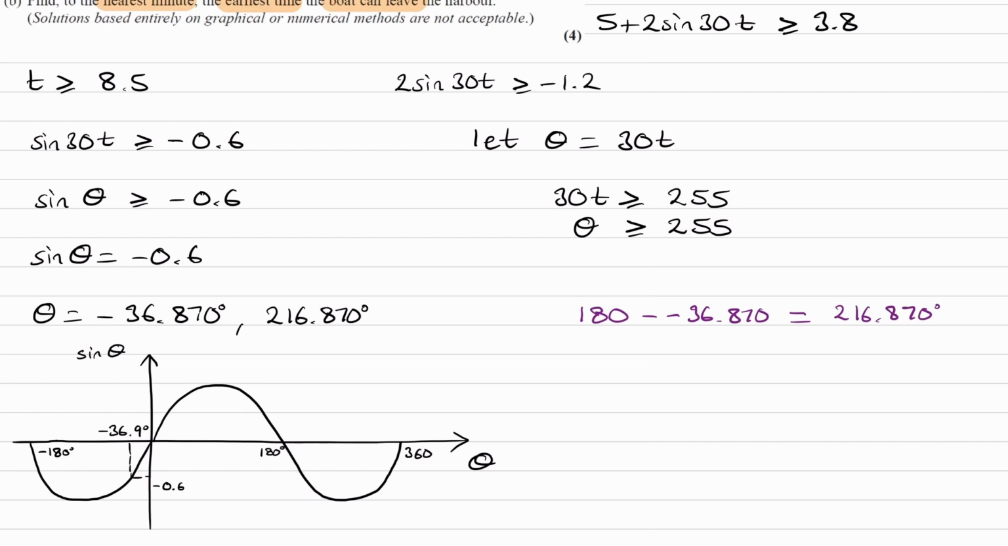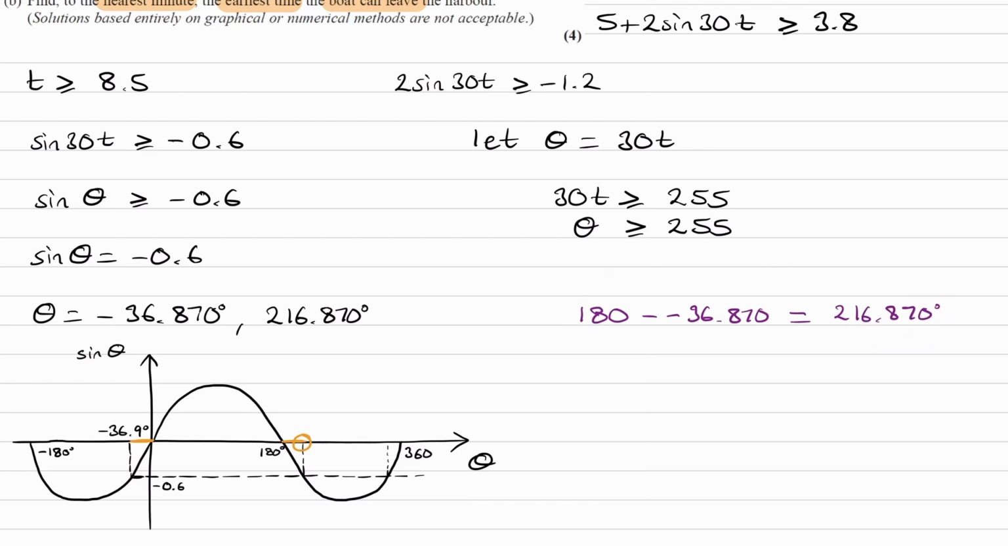And then to find our other angles, we can draw a line across and see where it intersects with the sine curve. So that would be here and here. So this angle here, to work that out, we use the symmetry of the graph. If minus 36.9 degrees is 36.9 degrees from 0 towards the left, if we add that same angle, 36.9, to 180, we end up with this angle. So if we did 180 plus 36.9, we'd end up with the exact same angle that we have here. So this rule will always work.